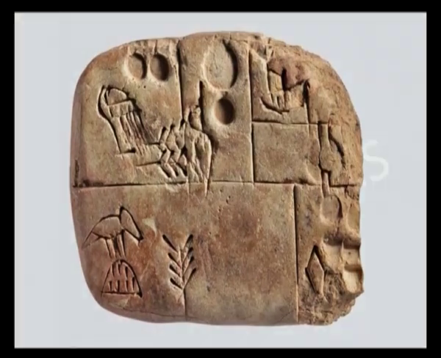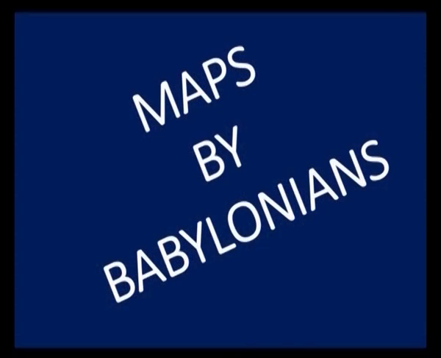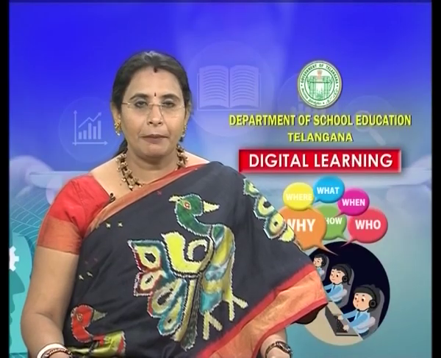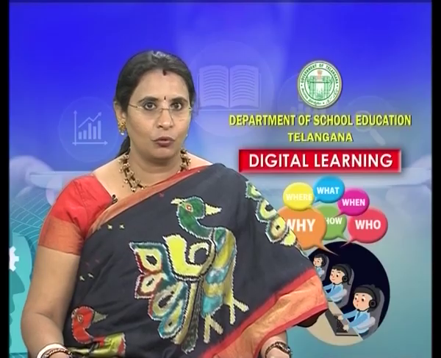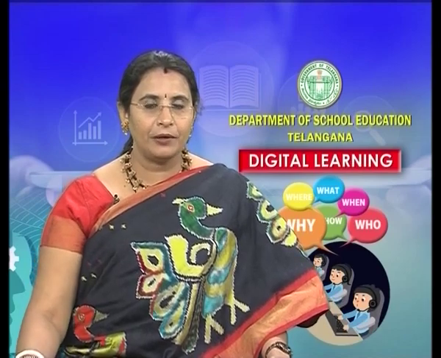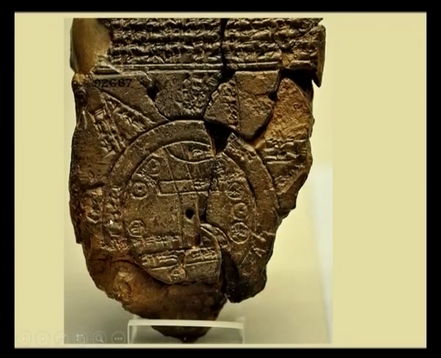After Sumerians, it was Babylonians who prepared the maps. Even they prepared the maps on a clay tablet. It was prepared somewhere around 4000 years ago. Can you see the map here, children? Yes, in this map you will find a big circle. This is the main city.